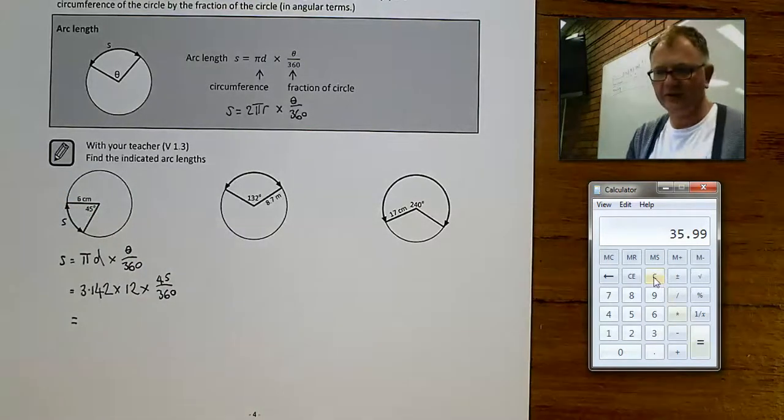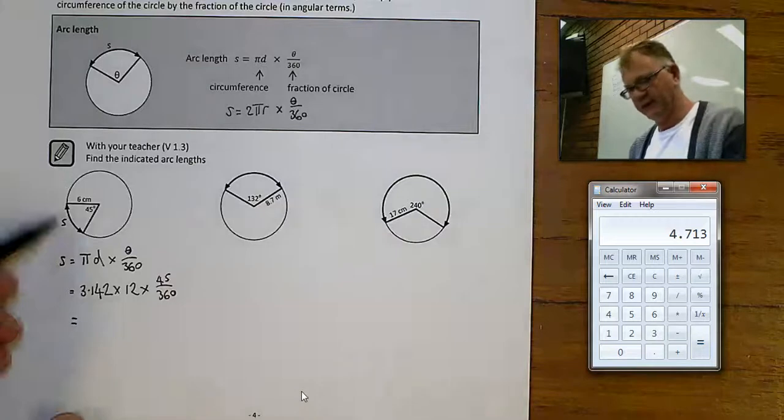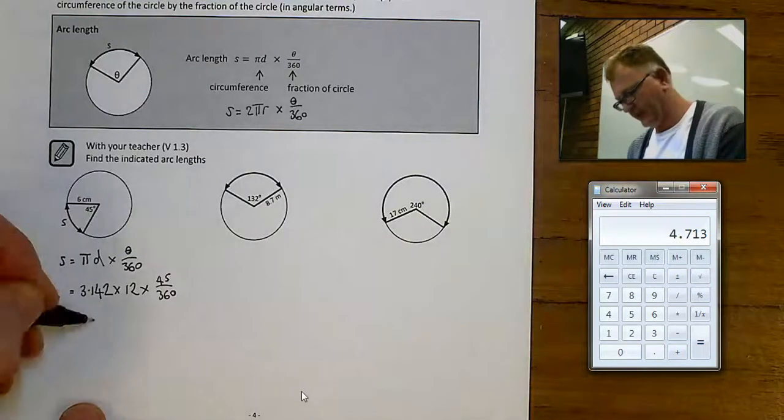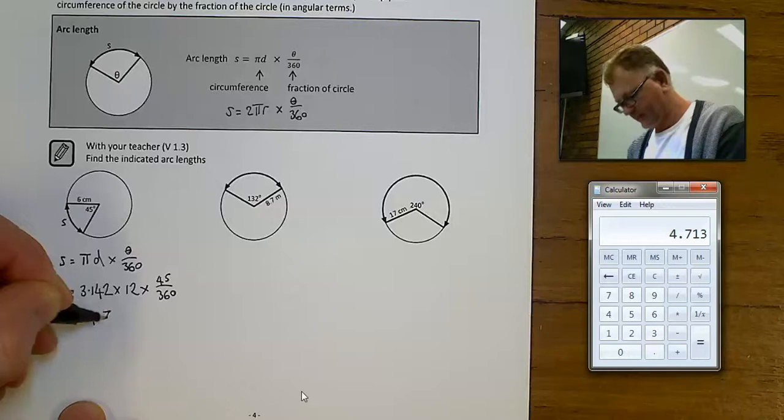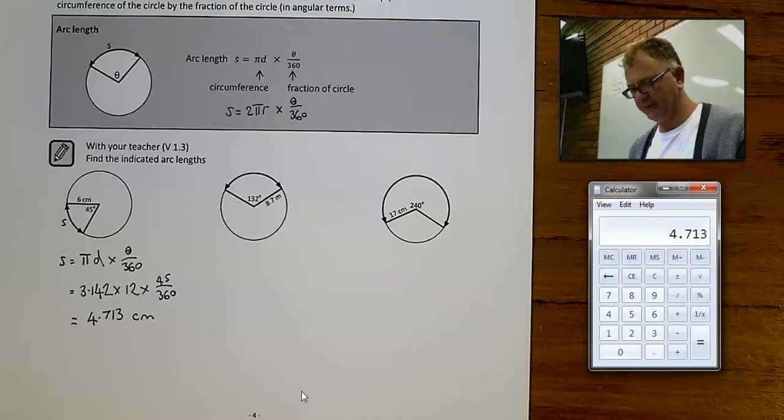And you can work it out on your calculator. 3.142 times 12, that'll give me the circumference of the full circle, and now I've got to times it by 45 and divide it by 360, and the distance from here to here works out to be 4.713. The question was written in centimetres, my answer is in centimetres. Let's have a go at another couple of questions.